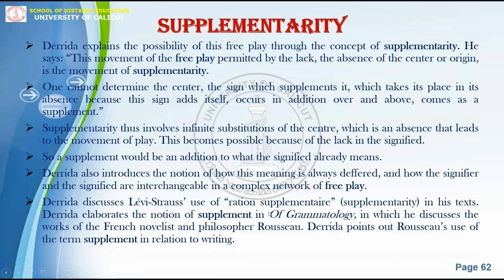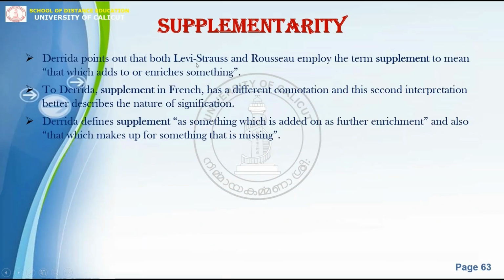Now, Derrida discusses Lévi-Strauss' use of the notion of supplementary in his text. Derrida elaborates the notion of supplement in Anthropology, in which he discusses the works of the French novelist and philosopher Rousseau. Derrida points out Rousseau's use of the term supplement in relation to writing. Derrida points out that both Lévi-Strauss and Rousseau employ the term supplement to mean that which adds to or enriches something. Now, to Derrida, supplement in French has a different connotation, and this second interpretation better describes the nature of signification, that is, the relation between signifier and signified.